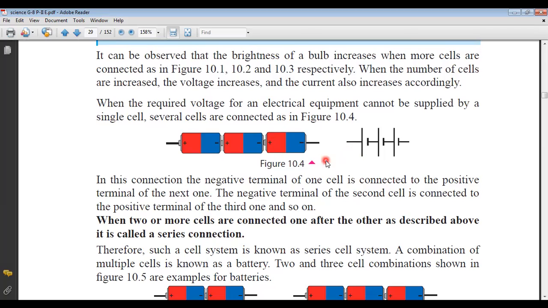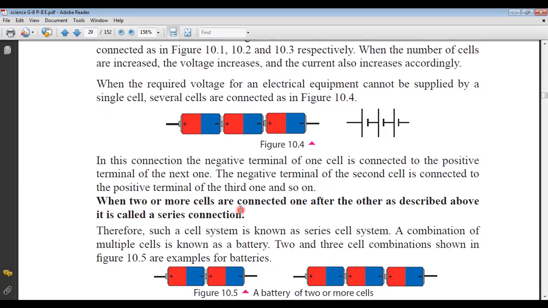Negative, then positive, then again negative and positive terminals are connected: positive, negative, positive, negative. With a negative terminal, you have to connect a positive terminal. In this connection, the negative terminal of one cell is connected to the positive terminal of the next one. The negative terminal of the second cell is connected to the positive terminal of the third one, and so on.